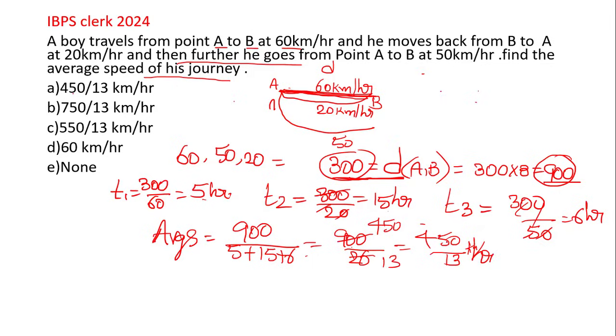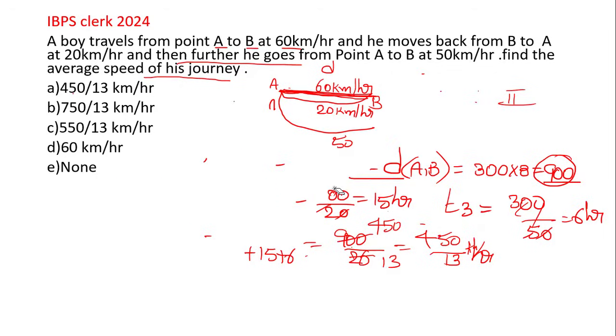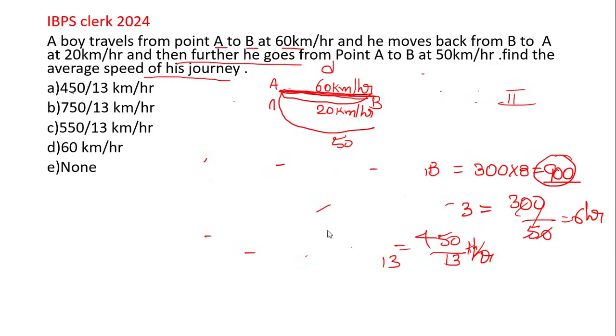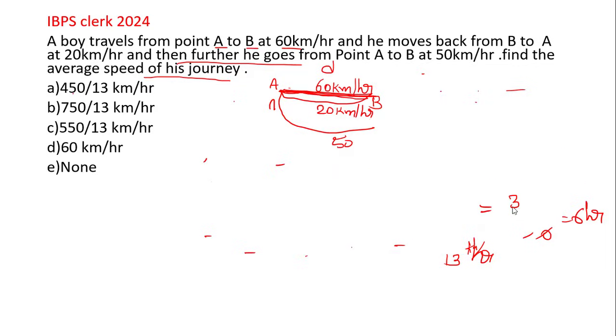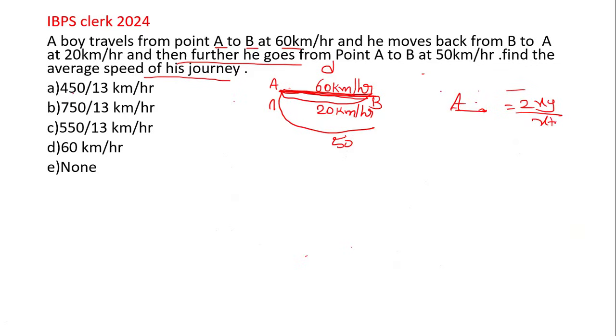In case you want to go with the third method, this was the second method. Fine. Now let's go with the third method. What will you find in the third method? The third method is known as the formula method. Like you might be aware of average speed between 2 points, let's say from A to B and B to A, it used to be 2xy by x plus y.